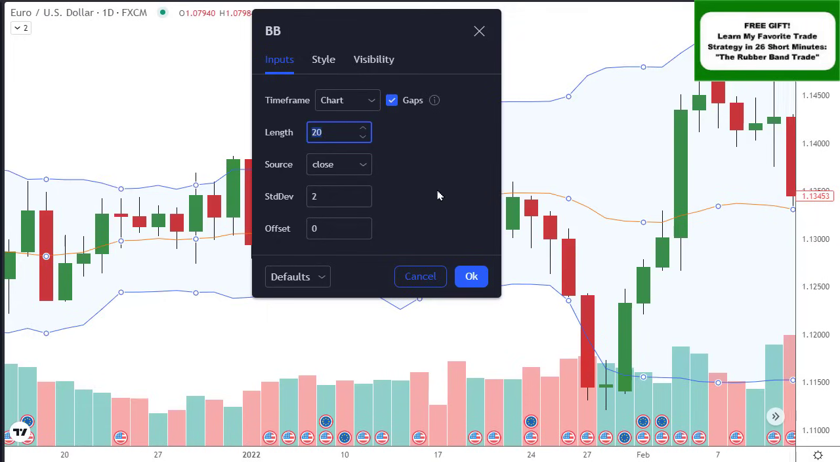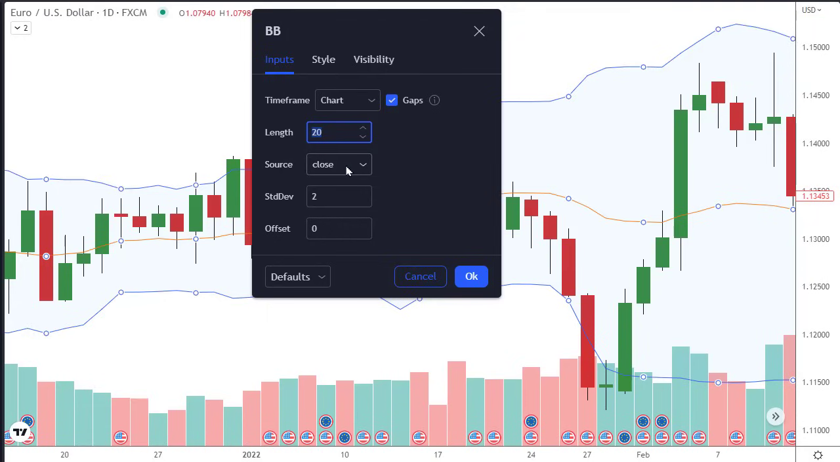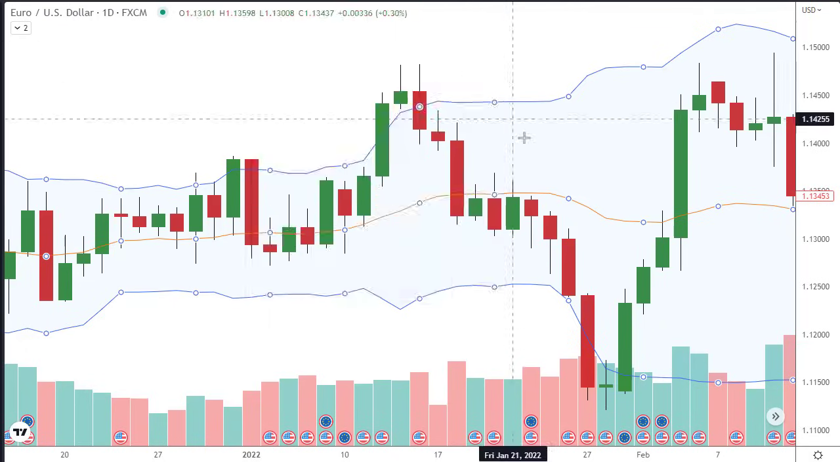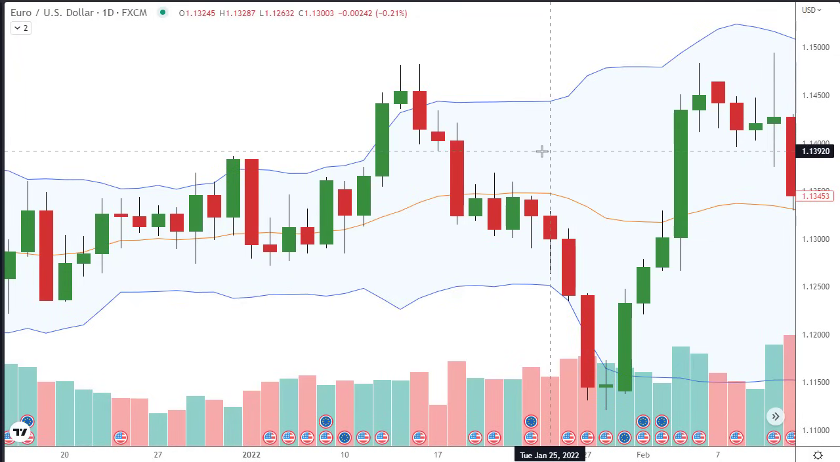So some people use a 14 length on the Bollinger Band, and that could be good for certain things, but for this trade setup, you want to use the 20. So 20 is the length, close is the source, and 2 standard deviations. Again, very, very important for this particular setup. So those are the settings. Now, let me show you why this is a statistical high probability trade, and it's based on math and not just theory.